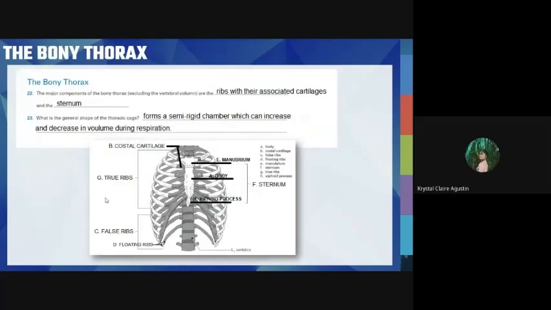So let's now move on to the bony thorax. May I call on Miss Adan to further discuss this topic.